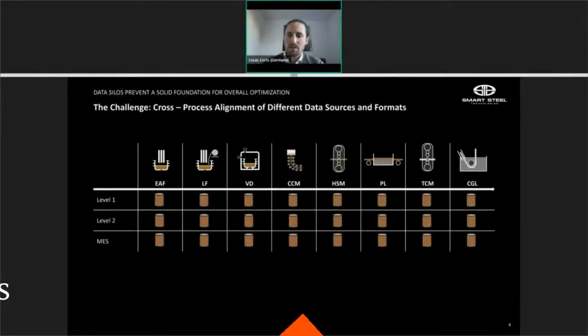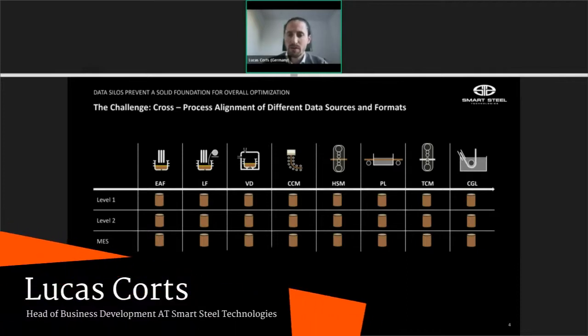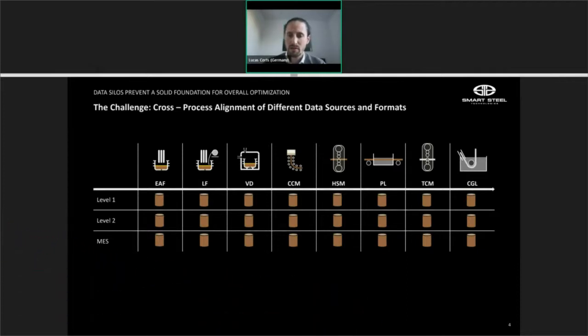So what you see here is the challenge that we are facing. The steel industry has the challenge of combining the different data silos existing in the production. What you see here again is the exemplary production route from an EAF plant, showing the different processes until the galvanizing line. The challenge we would like to tackle is the cross-process alignment of the different data sources and formats. It's quite hard currently to combine all these different data and have this as a basis for AI optimization. So this really prevents a solid foundation for the overall optimization.